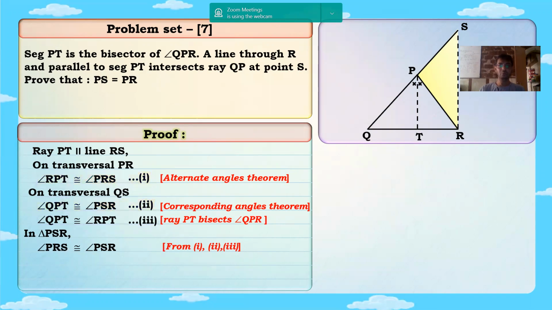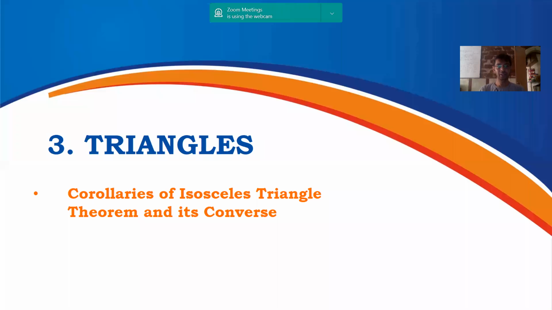Okay, the hint is done. Now we know that in a triangle, if two angles are congruent, then what will their opposite sides be? Congruent. So now I can say that side PS will be congruent to side PR. This we call the converse of the isosceles triangle theorem. Therefore I can say that PS is equal to PR, hence proved. Very very easy sum. Now corollaries are omitted, so we are not doing it.